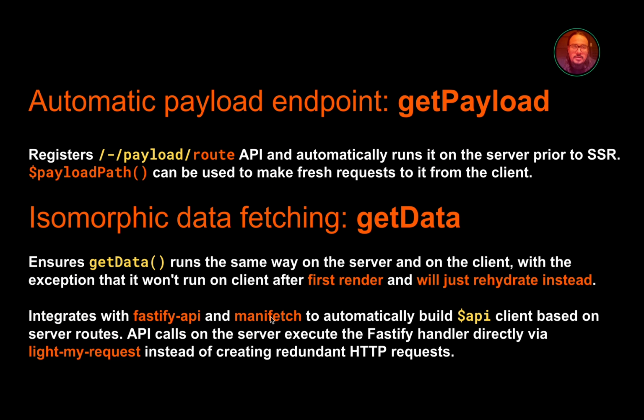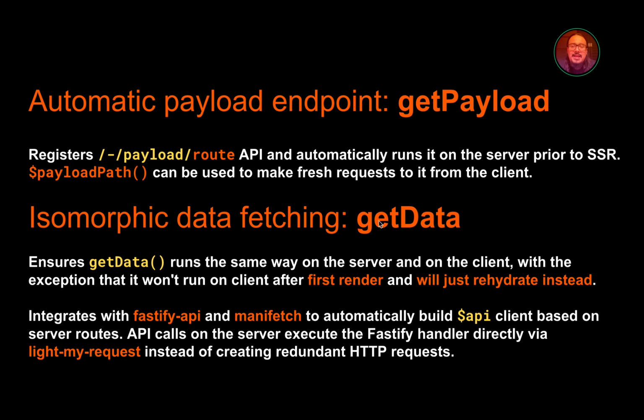So the new version, this beta version, also introduces two concepts for working with data fetching. One is get payload, the other is get data. Get payload will automatically register an API route that you can use to get the page's contents. It will automatically come hydrated from the server during first render. But it also exposes a payload path helper that you can use to retrieve updated versions of the endpoint. So this is one of the things that is made possible with fastify-vite.